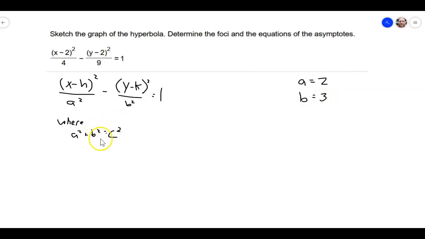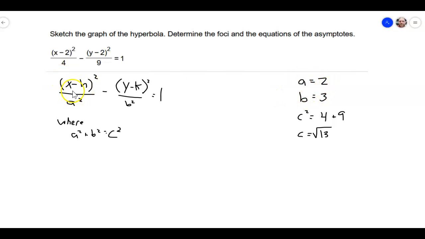And then I plug a and b here in order to find my c. So c squared is equal to a squared, which is 4, plus b squared, which is 9. So c will end up being the square root of 13 when we take the square root of both sides. So here's my a, my b, and my c. Now let's talk about what this means.